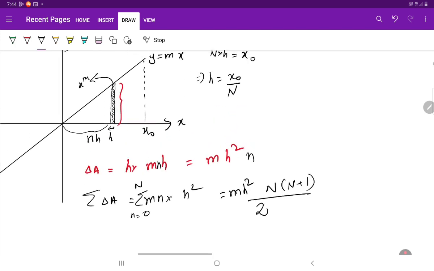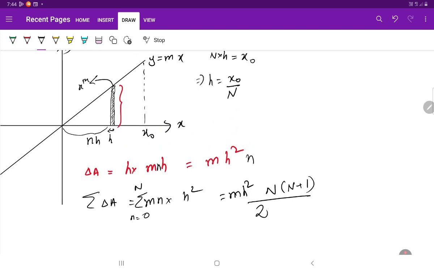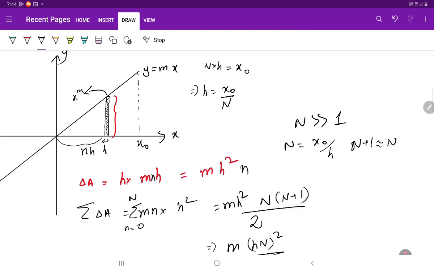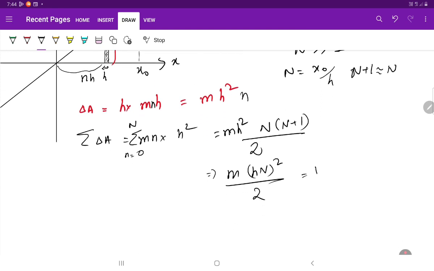Now observe that N is very large, so N is much greater than 1. So capital N, putting it as x naught by h, I can say that N plus 1 is nearly equal to N. So the answer will come out to be m into hN whole square by 2. And we already derived Nh is equal to x naught. So I'll get m x naught square by 2.